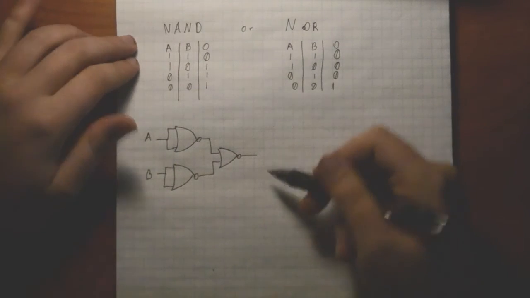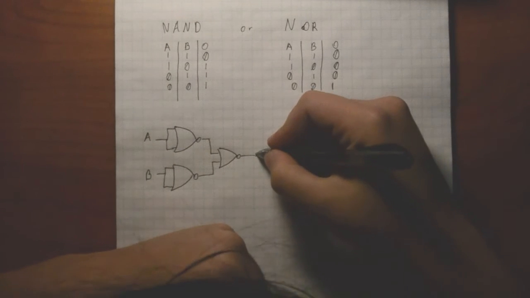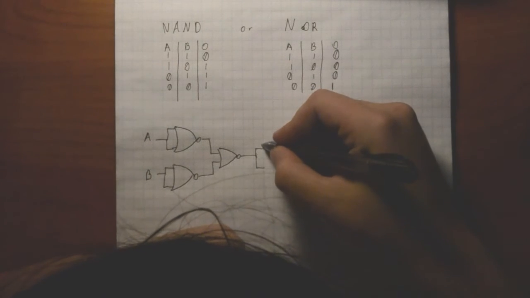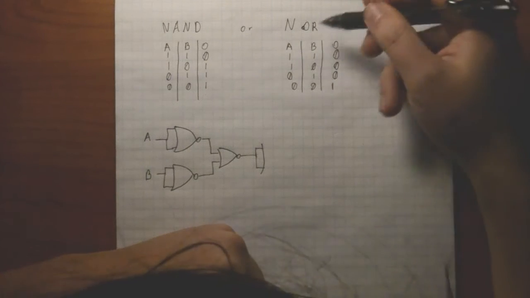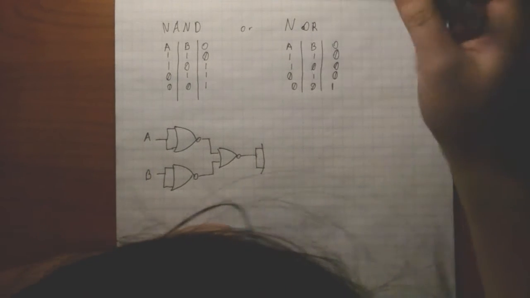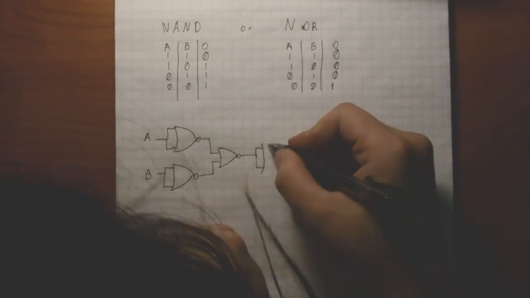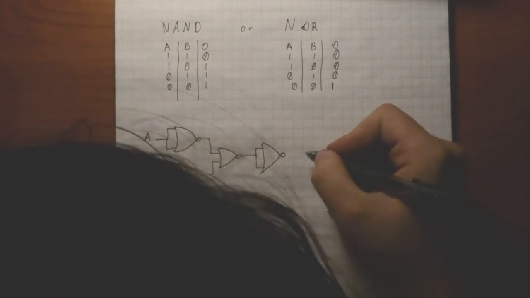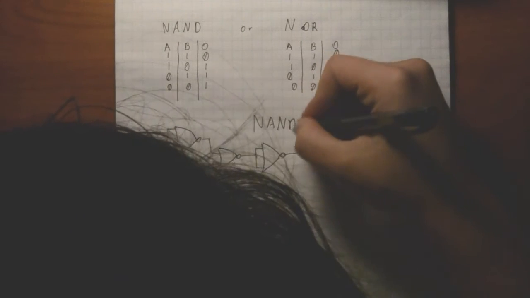Now this right here is an AND gate, but in order to make this into a NAND gate, all we have to do is negate the output. So we could throw it through another NOR, because the NOR, when it receives only one value, will negate the output. And this would be a NAND gate.